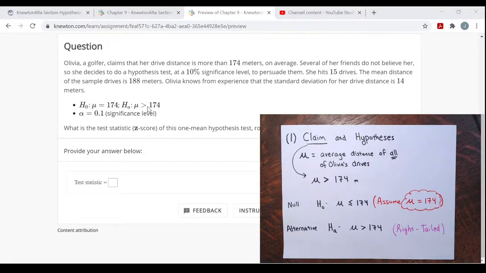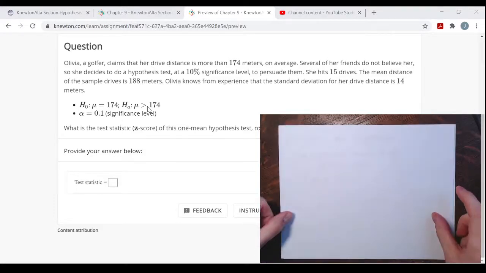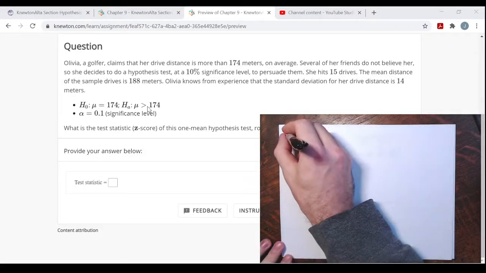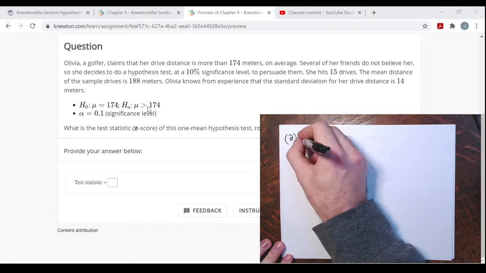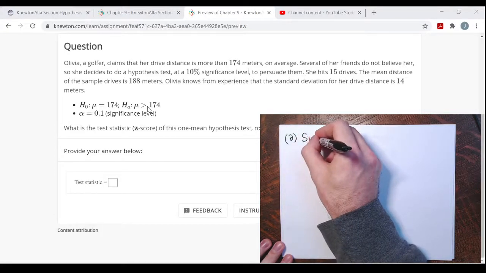So first step done, I identified what was being claimed about the population mean. I set up the null and alternative hypotheses. The second step was identifying a significance level. All right, what's the level of significance for this test?